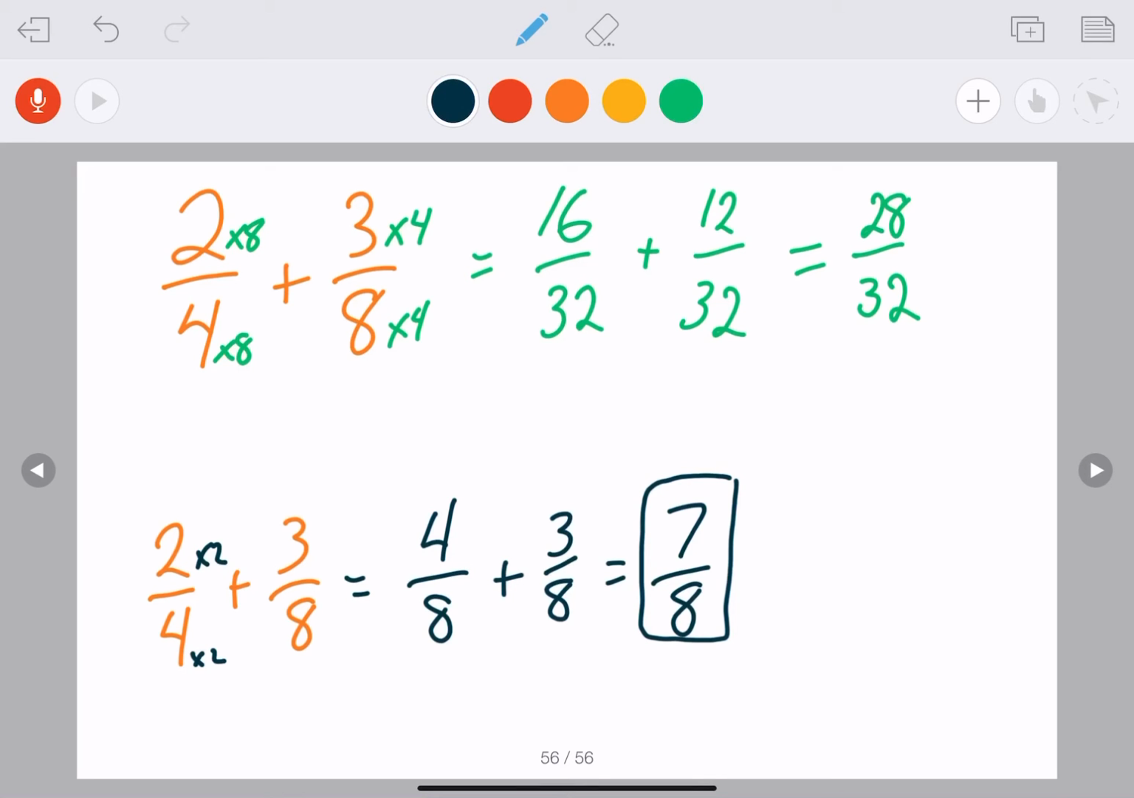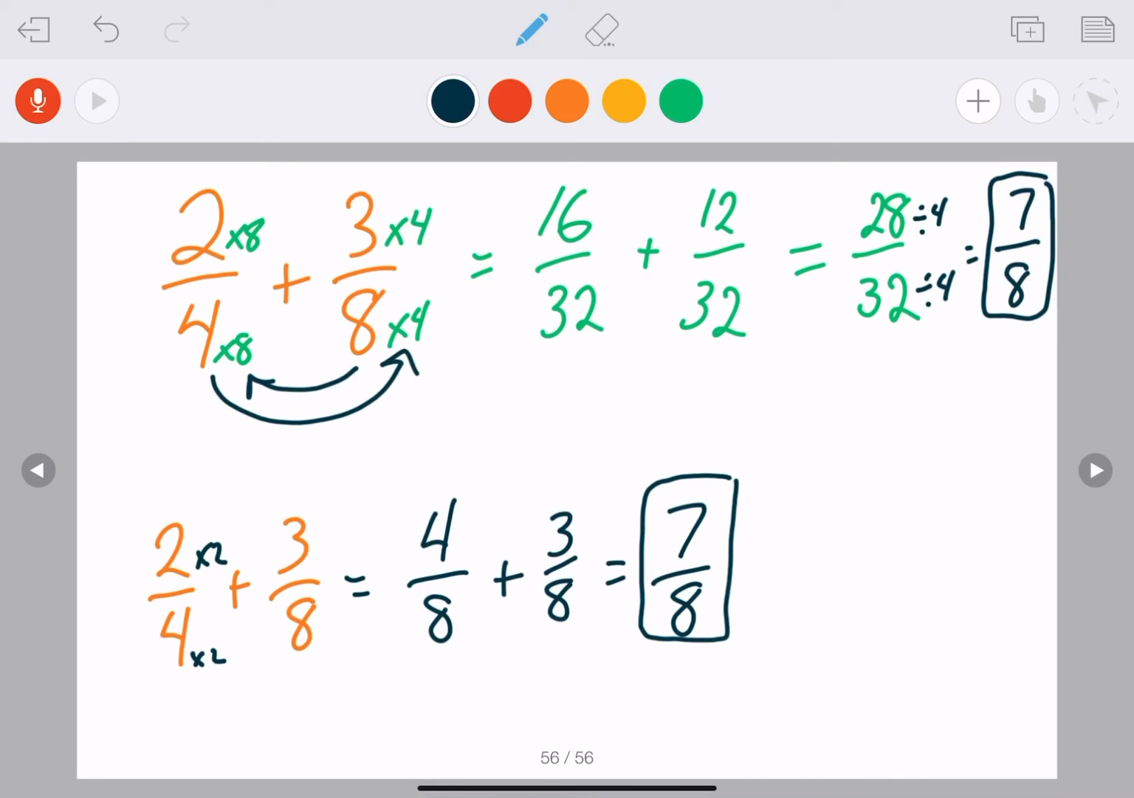Okay. If we go back up to the top at 28 over 32, they both have a 4 in common. So 28 divided by 4 gives me 7. 32 divided by 4 gives me 8. Okay. So that little trick of using the numbers, it will work and it will always get you to an answer, but lots of times you're going to end up having to simplify it. Okay, and if you're really good at simplifying, that's fine. Okay? If you just find the correct lowest common denominator to begin with, you won't end up having to simplify your answer most of the time.